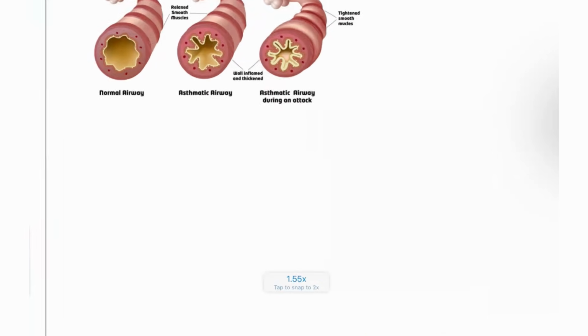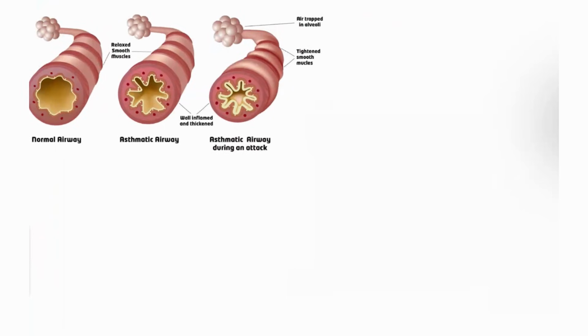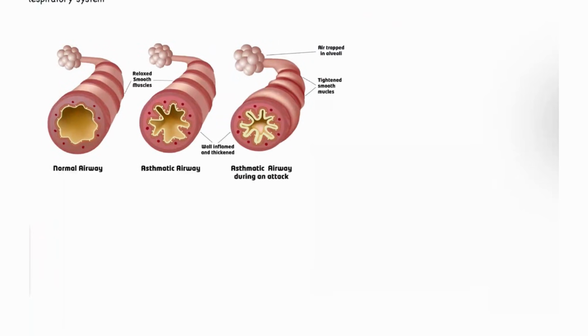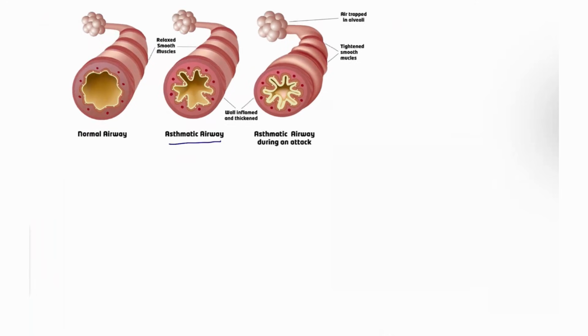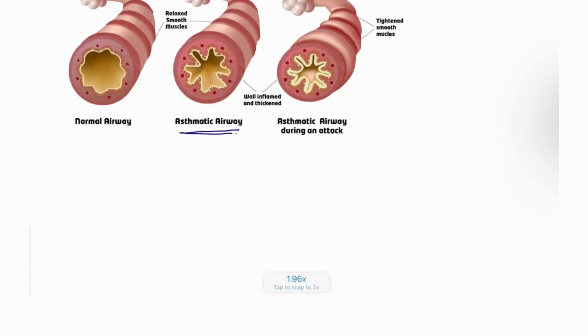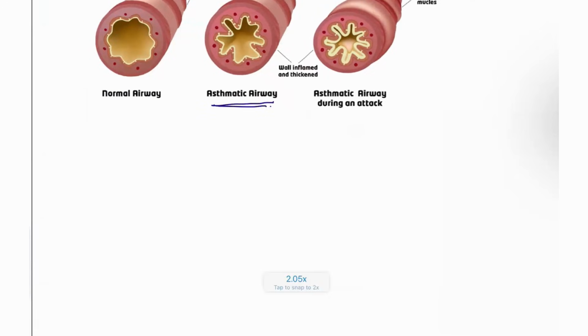In the respiratory system, from this picture you can understand there is the normal airway, and once it is triggered, it causes the asthmatic airway due to bronchoconstriction, right? The smooth muscles present here are constricted and obstructed, which causes asthma, right? So let's see, what is asthma? Asthma is a hyper-responsive condition, a chronic obstructive disease, right?